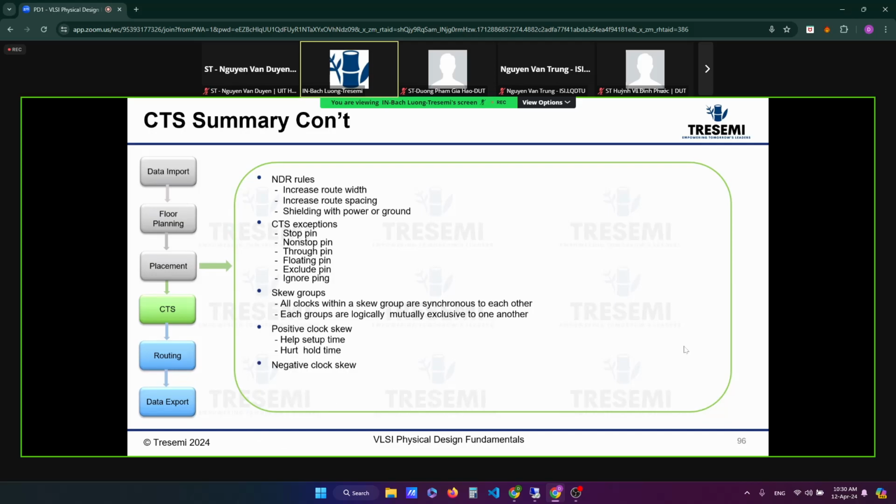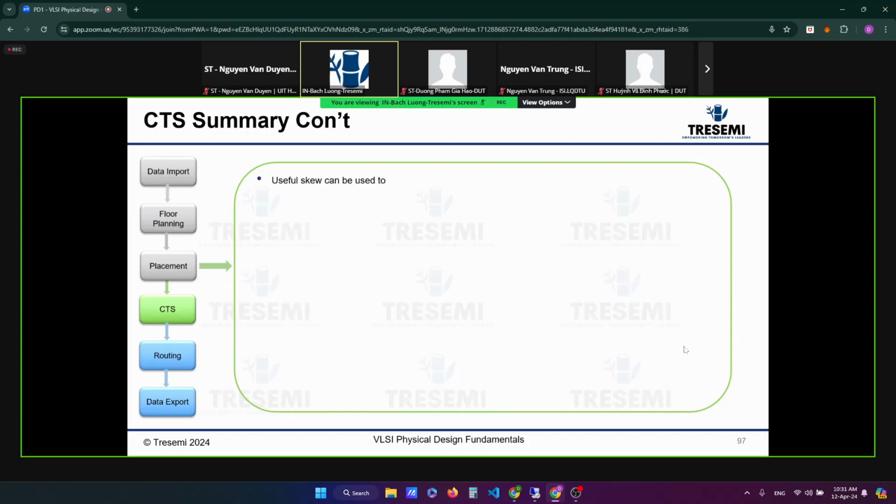Opposite, you have a negative clock skew. It can help hold time, but it hurts setup time. That is when the launch clock arrives later than the capture clock. This is where you have a negative clock skew. Okay, so we spoke about this several times.